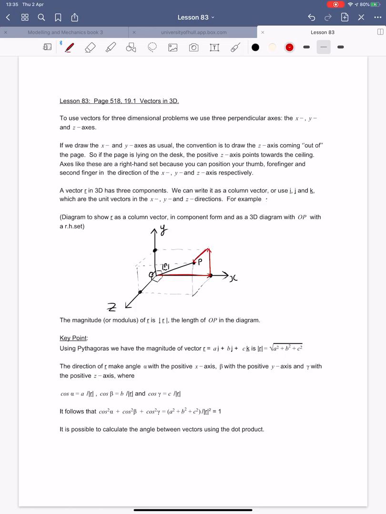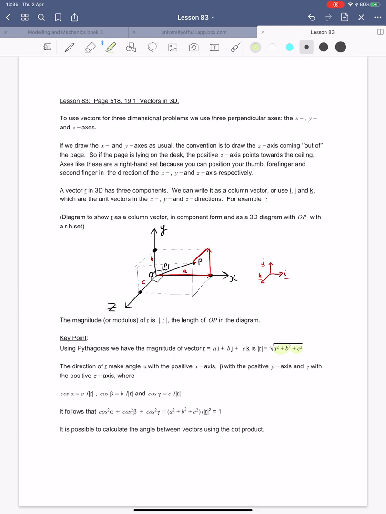Okay, using Pythagoras, we have the magnitude of vector R. This is A, that length there. The y is B, and the z is C. So it's Ai, where i is one unit in that direction, j is the unit in that direction, and k is one in that direction, plus Bj plus Ck. The modulus of R is the square root of A squared plus B squared plus C squared. So it's just like Pythagoras, which we had already in 2D. You extend it with this third component there.